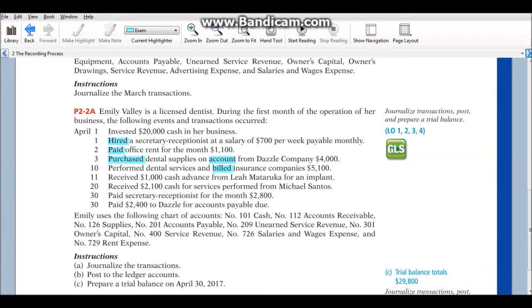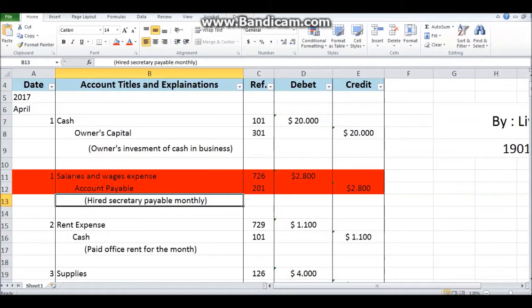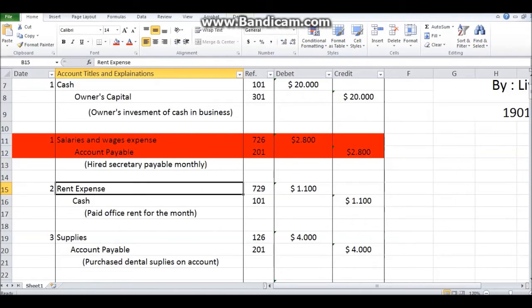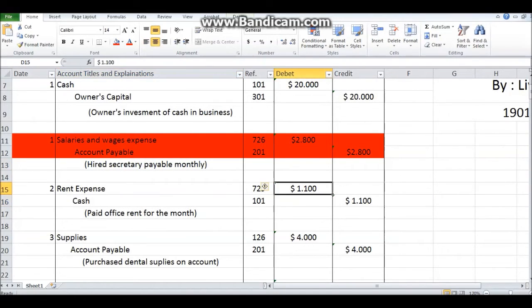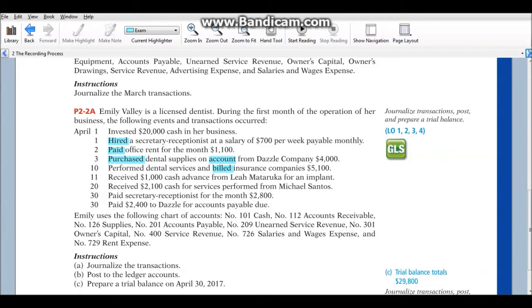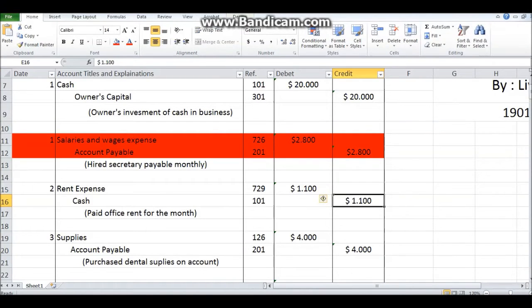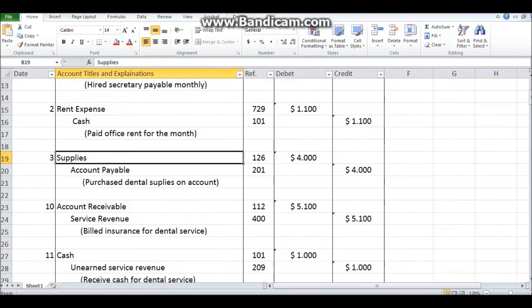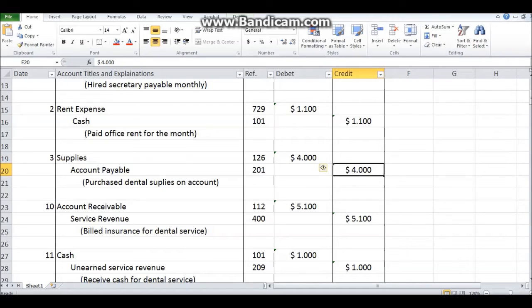The next one, April 2nd, paid office rent, you know already. So rent expense against cash. Right, so it should be okay. On the 3rd of April, purchase dental supply on account. Okay, so I highlighted purchase and account, meaning that they don't pay in cash. So there will be supply on debit and account payable on credit, 4,000 each.